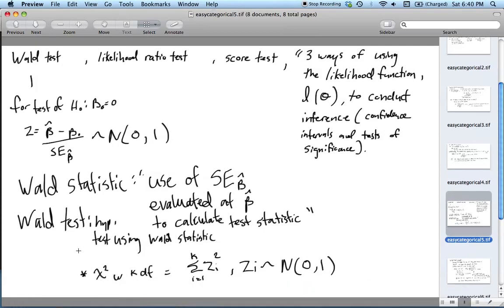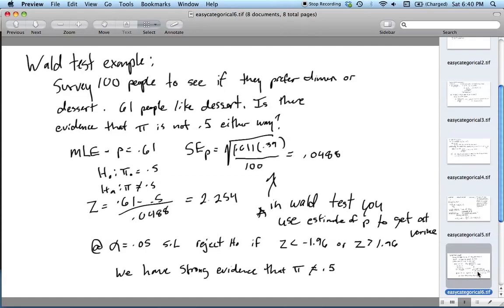Okay, I have this little note here, and I made a nice little video about it earlier, but chi-squared with k degrees of freedom means that you're summing up k squared standard normal distributions. Very good. So I give a little example of a Wald test.